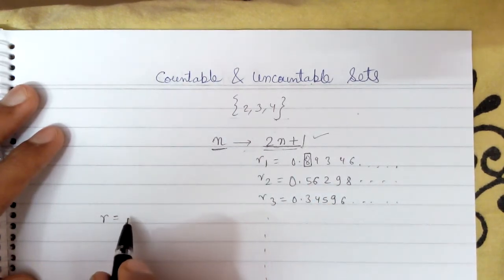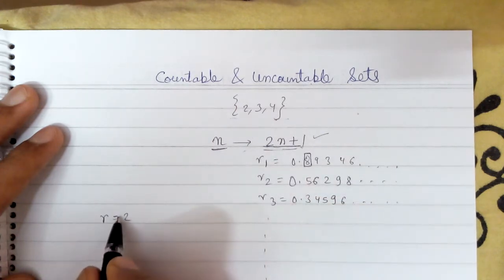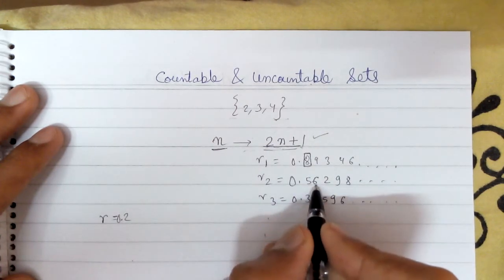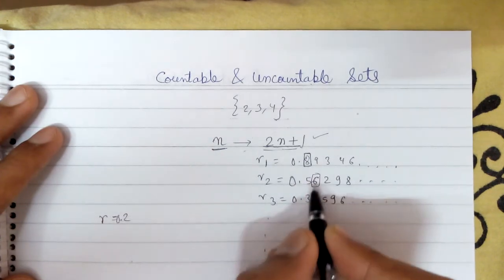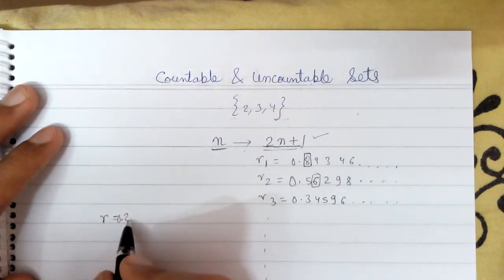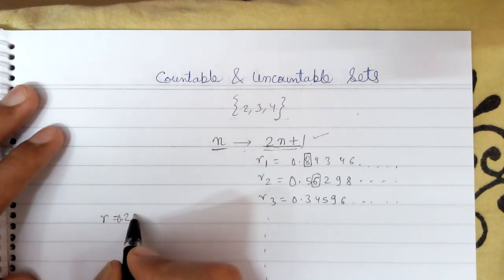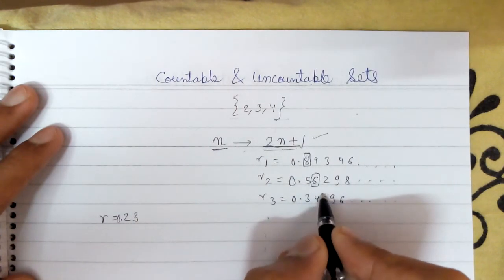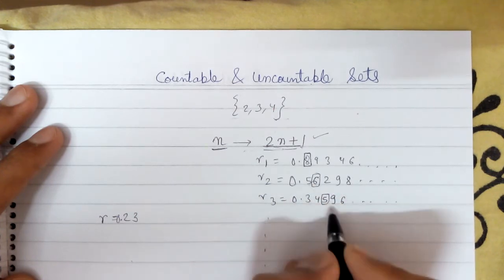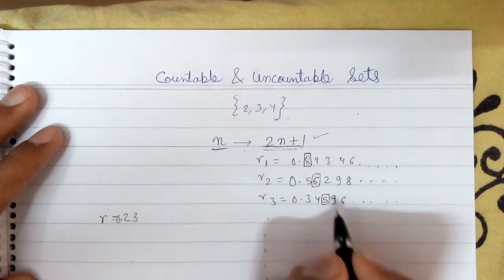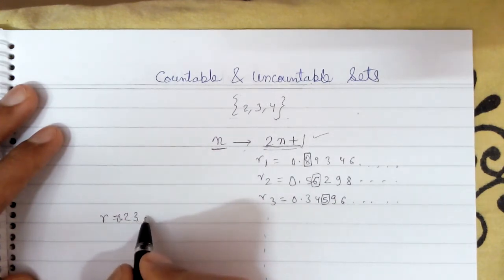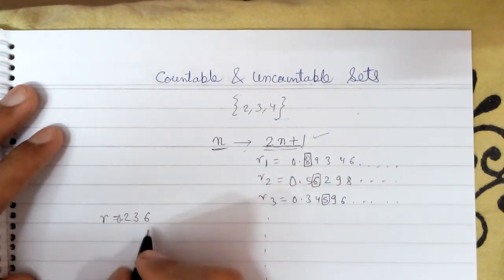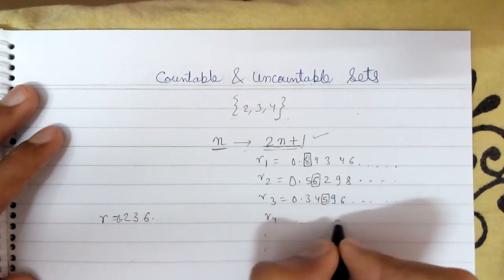So let's take maybe 2, so 0.2, and then next we take R2's second digit after the decimal, so it's 6. We take anything which is not 6, so let's say 3, and then R3's third digit, which is 5. So we take anything which is not 5, so we make R's third digit, let's say, 6, and so on, R4's fourth digit, and so on.